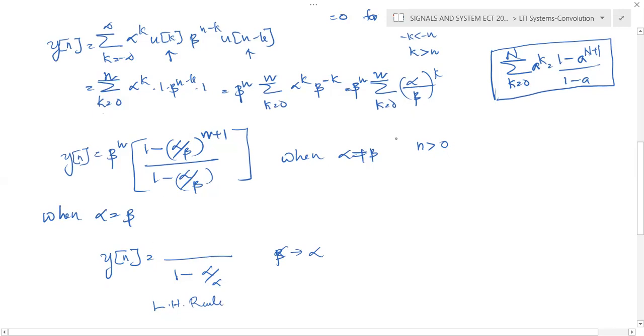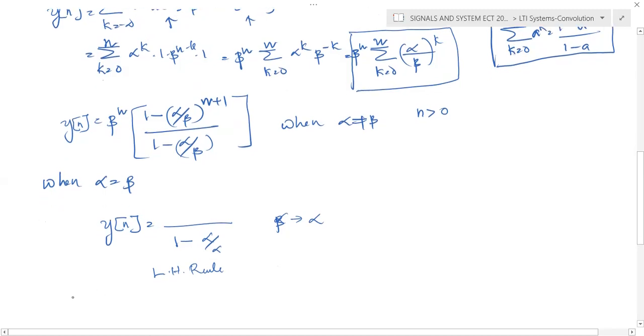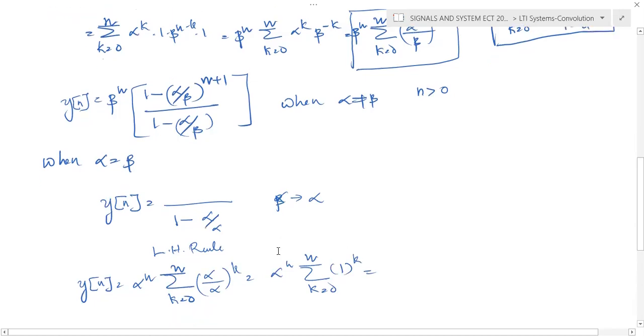Instead of that, we will use the earlier relation before applying the final result. Here you can see that if you substitute alpha equal to beta in the highlighted equation, it becomes alpha raised to n, sigma k equal to 0 to n. In place of beta, we substitute alpha, so alpha by alpha all raised to k. So alpha raised to n, sigma k equal to 0 to n, 1 raised to k. Now we need to simplify this.